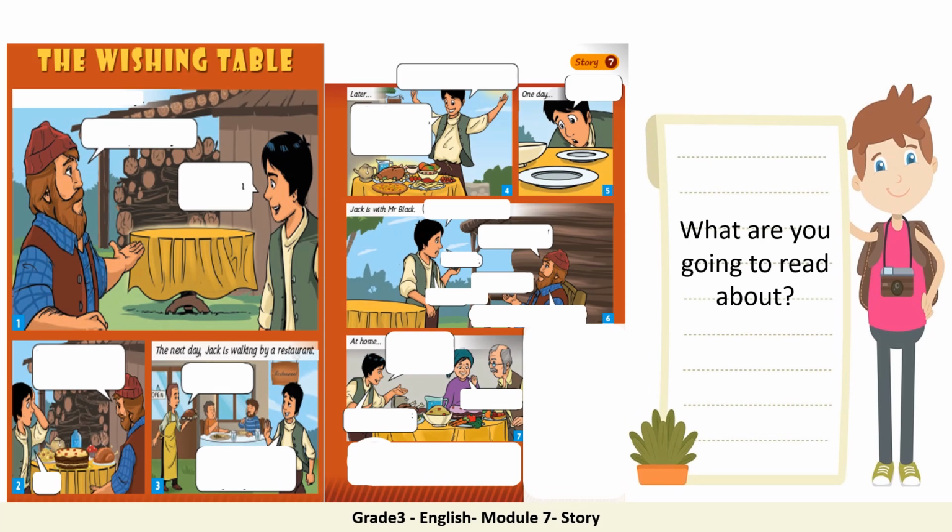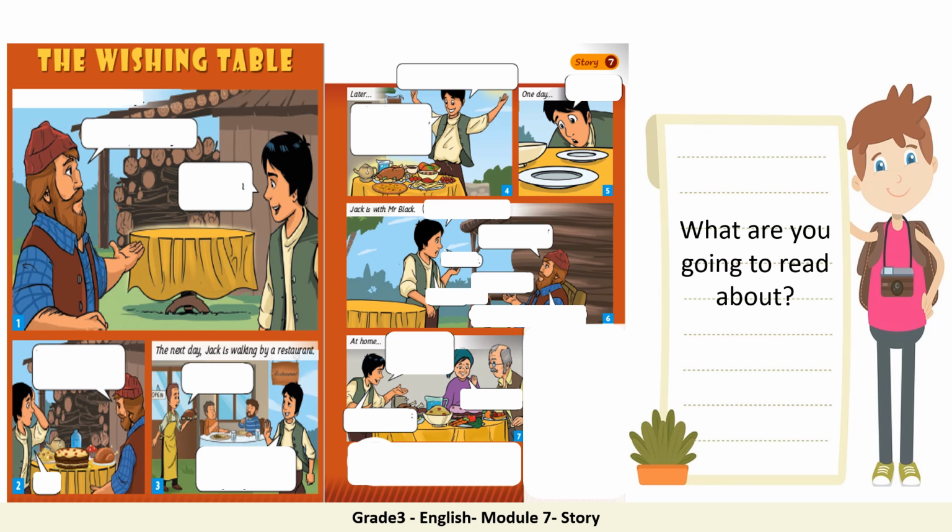Well, in this part of the lesson, I want you to find the main idea of the story. How are you going to do so? It's by reading the title of the story. Can you read it? Great! The wishing table. And also by looking at the pictures.